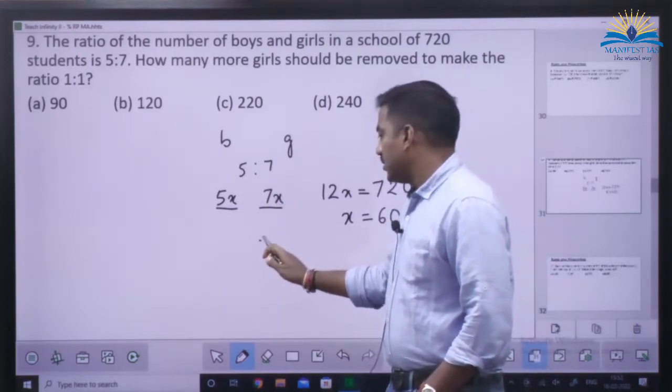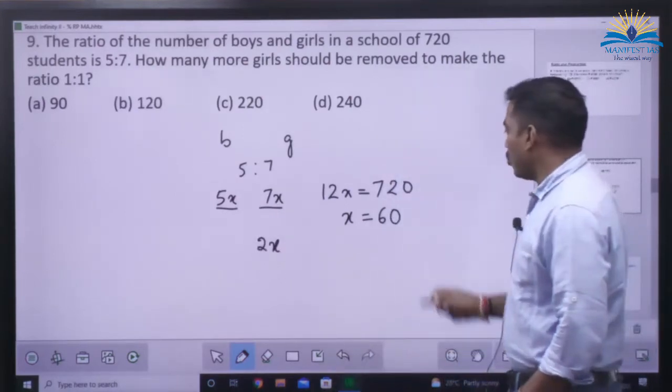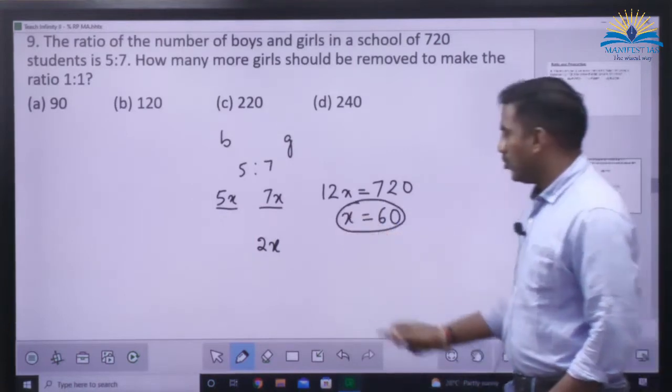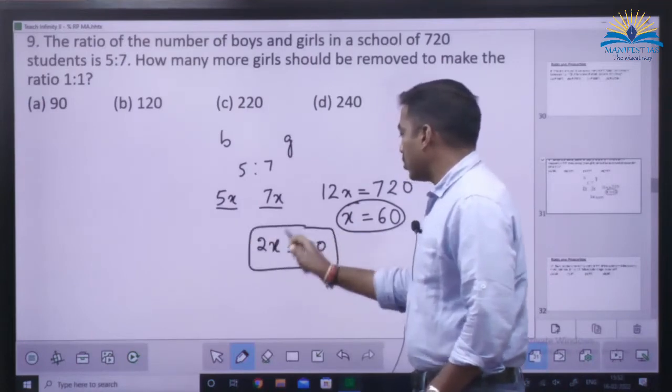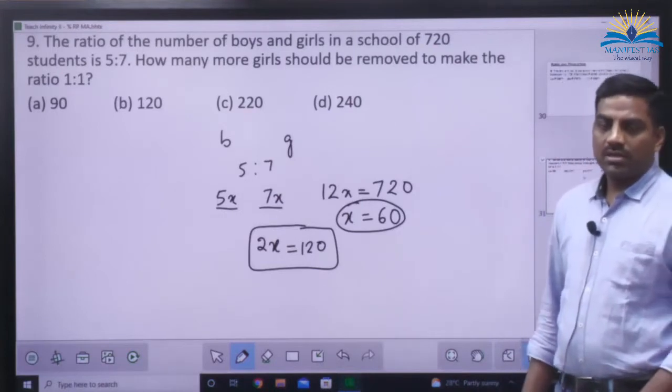Extra ones are 2x. So when I remove 2x, x is 60. How many do I have to remove? 2x is equal to 120. So this is the number of girls to be removed. Done? Yeah?